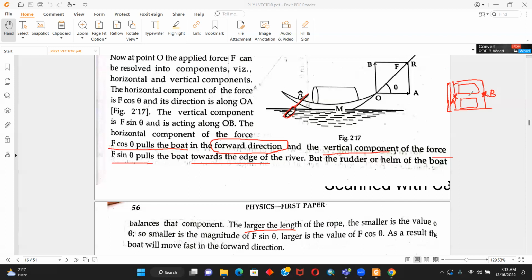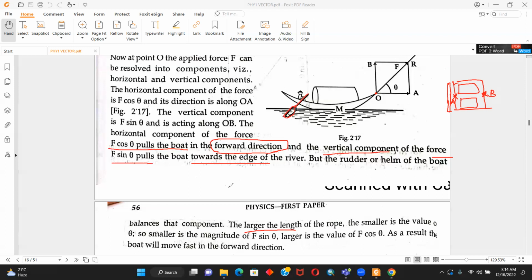So if the point is distant from the starting point... We will discuss couples and moments, then you will get a better understanding of this. But for the time being, know that in case of doors, if the point is very distant from where it's starting from, then it becomes easier for us to close the door or open the door, right? With lesser effort. The same goes for the rope as well.